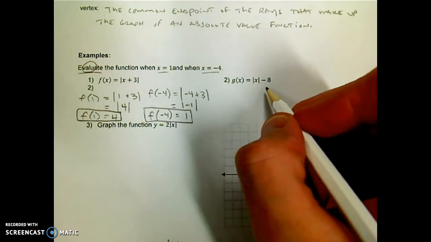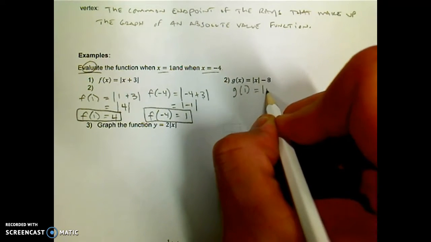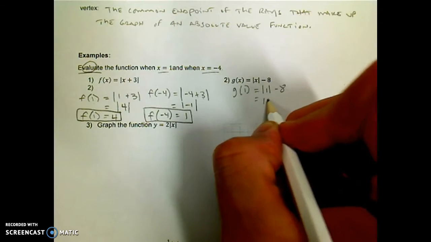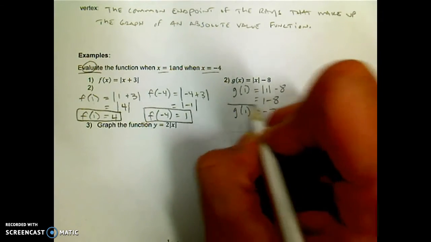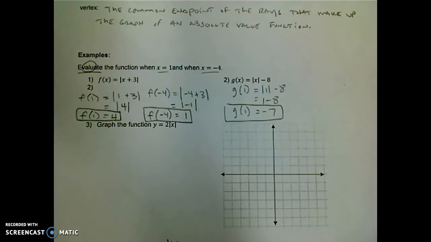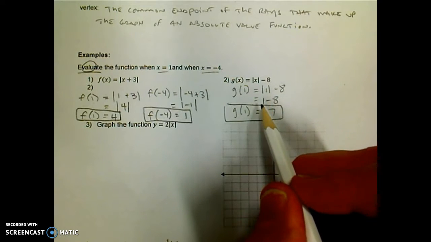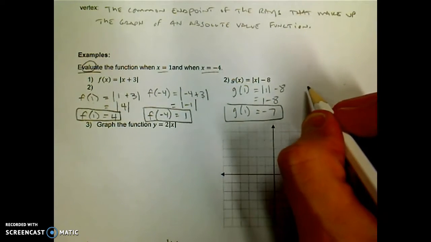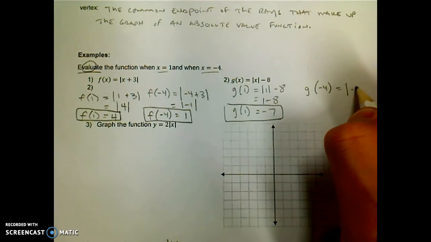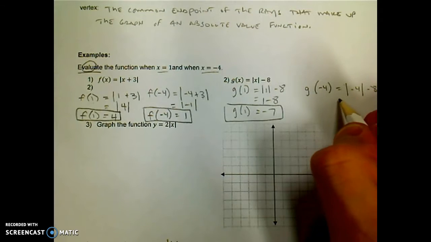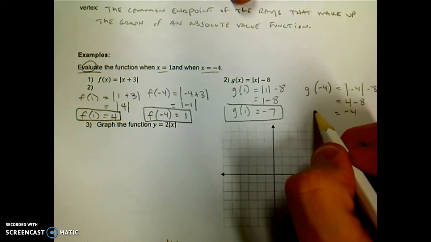Absolute value of x minus 8. Now the subtracting 8 is outside the absolute value bars. So we take the absolute value of the input 1, which is 1, subtract 8 and get negative 7. G of negative 4: absolute value of negative 4 is 4, minus 8 is going to give negative 4.